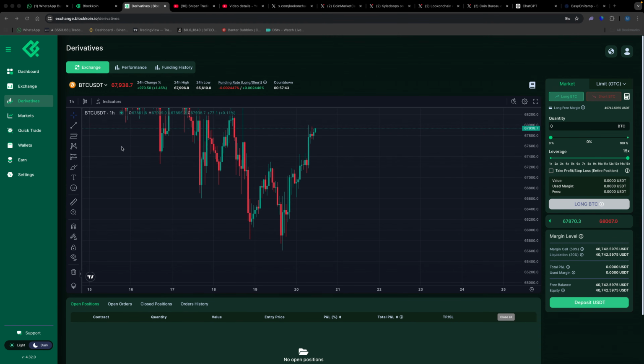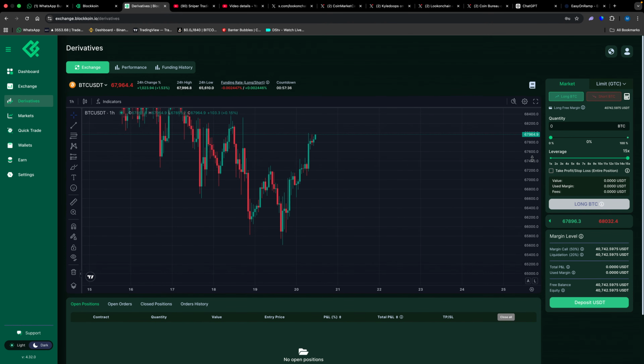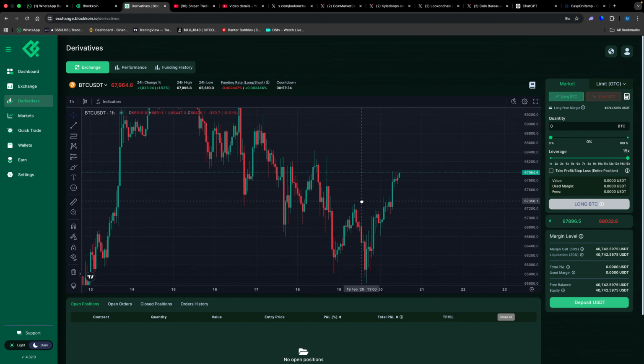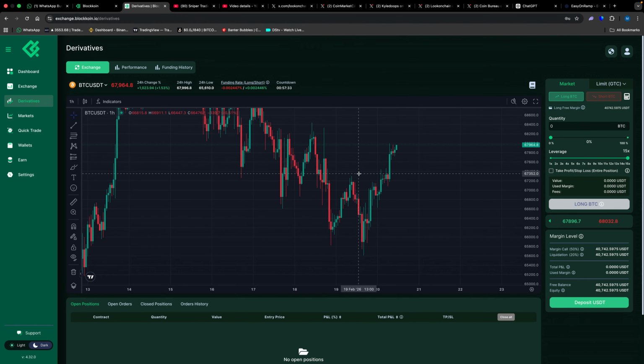So today we'll just be looking at the Bitcoin 1 hour time frame. It's just better to look for those key levels on this time frame. I'll just move this chart to the side.